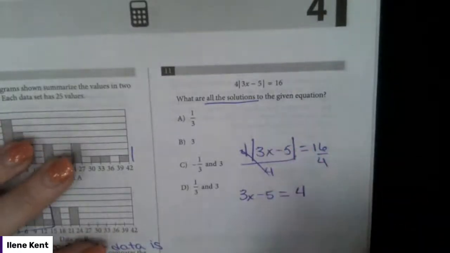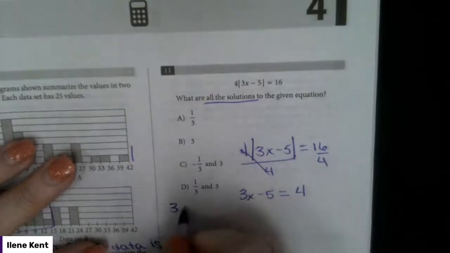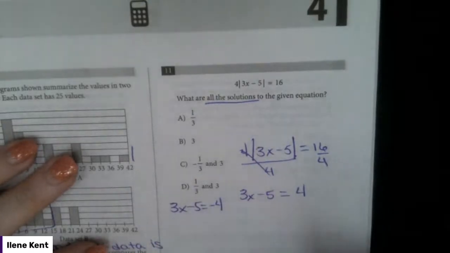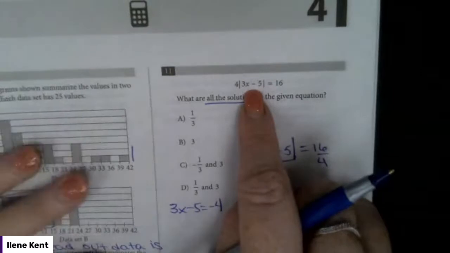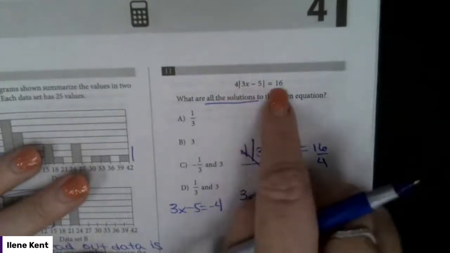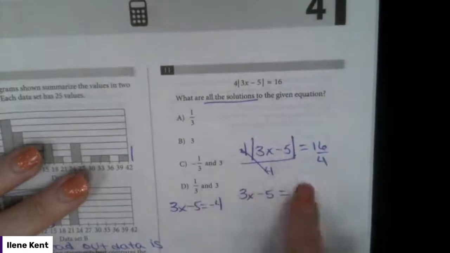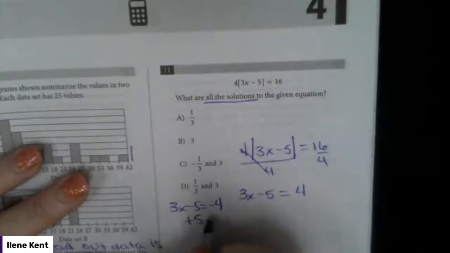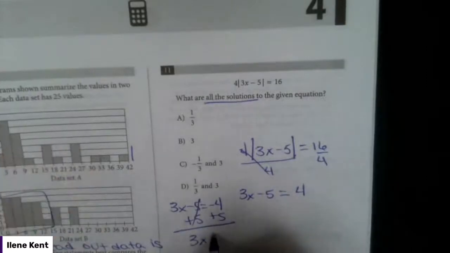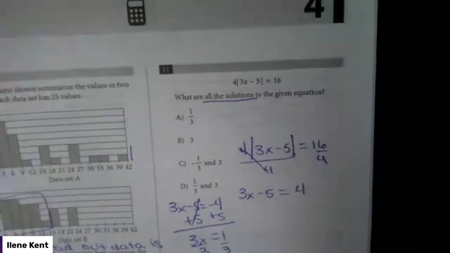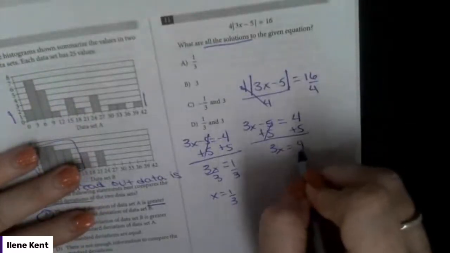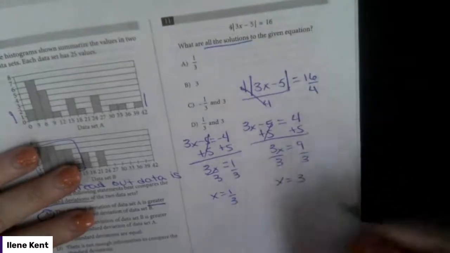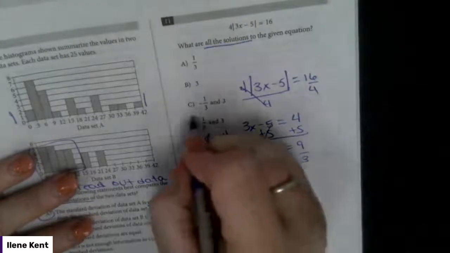Now with absolute value, remember, we also have to do the negative version. So I'm going to make that a -4 because hypothetically, if this were -4, inside the absolute value would become +4, and then when we multiplied it by this +4, we'd get +16. So there's 2 cases, case A and case B, the positive and the negative. So let's do both of them. Let's add 5 here so that 3x equals 1. So x potentially equals 1/3. Or we'll add 5 here and 3x equals 9. Meaning x could also equal 3. So 1/3 or 3, option D.